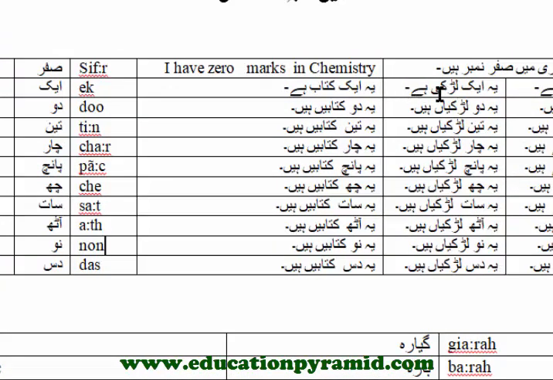Similarly, if you have a sentence, this is a girl, ये एक लड़की है, ये दो लड़कियां हैं, ये तीन लड़कियां हैं, ये चार लड़कियां हैं, ये पांच लड़कियां हैं, ये छह लड़कियां हैं, ये सात लड़कियां हैं, ये आठ लड़कियां हैं, ये 9 लड़कियां हैं, and ये 10 लड़कियां हैं.